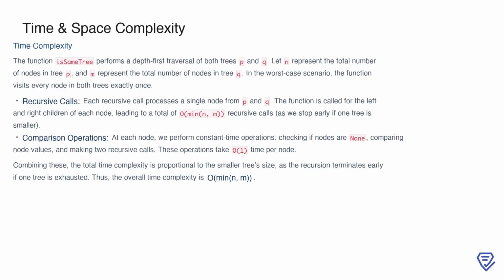Therefore, the total time complexity depends on the number of recursive calls, which is proportional to the smaller tree size. If one tree is smaller, the traversal stops early when that tree is fully processed. As a result, the time complexity is O(min(n, m)), where the function performs fewer operations if one tree is smaller than the other.